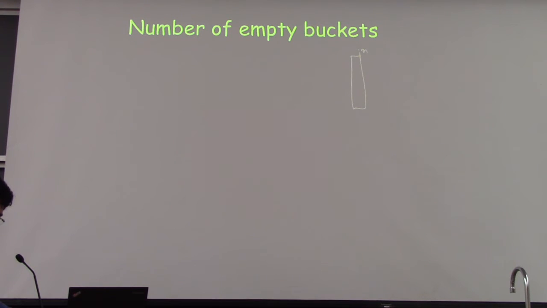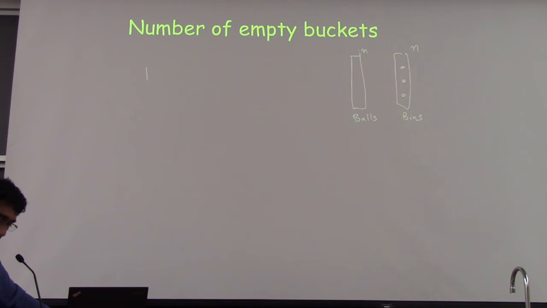So if you had n balls and n bins again, so we are back to the case where you have exactly n balls. Now, what is the number of empty buckets you expect to see? These are buckets that don't get anybody. So how would you calculate that?